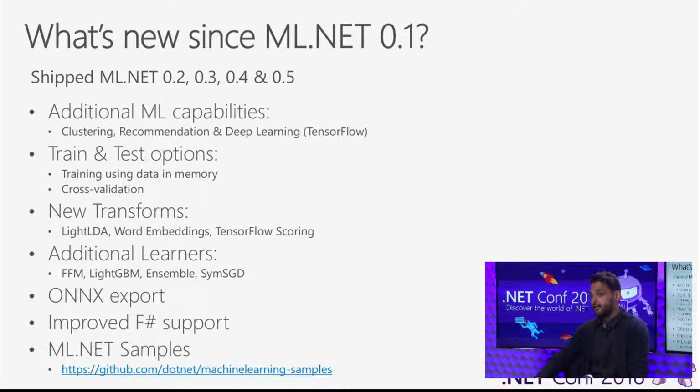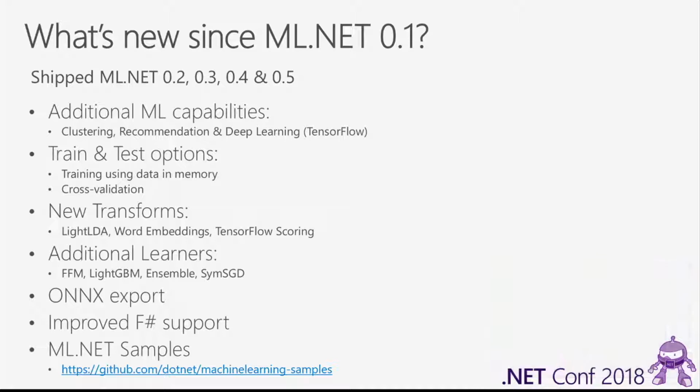In addition to this, we've also added some other data science capabilities here. So we've added cross-validation as an option for training and testing your data, a variety of new transforms and additional learners, support for ONNX. We've done some work in ML.NET 0.4 for improving our support for F# by supporting F# records. And lastly, we've also authored the ML.NET samples repo, which has some end-to-end examples that you can use to get started with ML.NET.